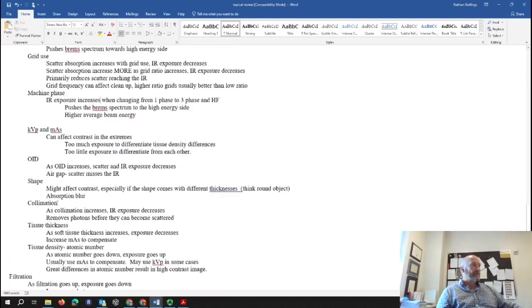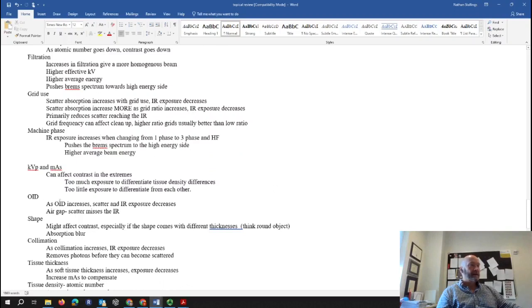SID, because I don't see that on here. As we increase our SID, we're going to have a drastic decrease in image receptor exposure. So that's your inverse square law. As we increase our distance, our SID, we're going to have a decrease in image receptor exposure, and it's going to be the square of the change in distance. So if you go from 40 inches to 80 inches, then our image receptor exposure will decrease by a factor of 4. We doubled our distance, so 2 squared equals 4. So our image receptor exposure would decrease by a factor of 4.